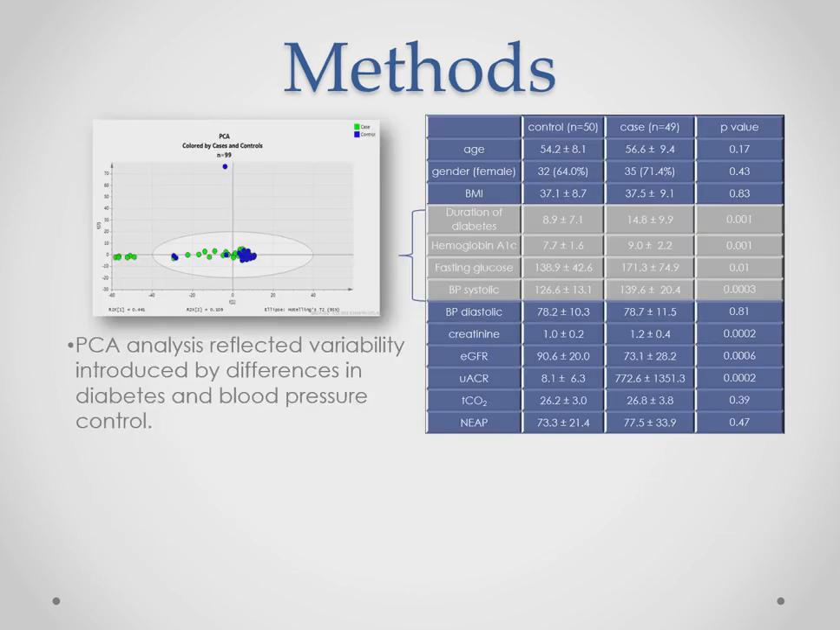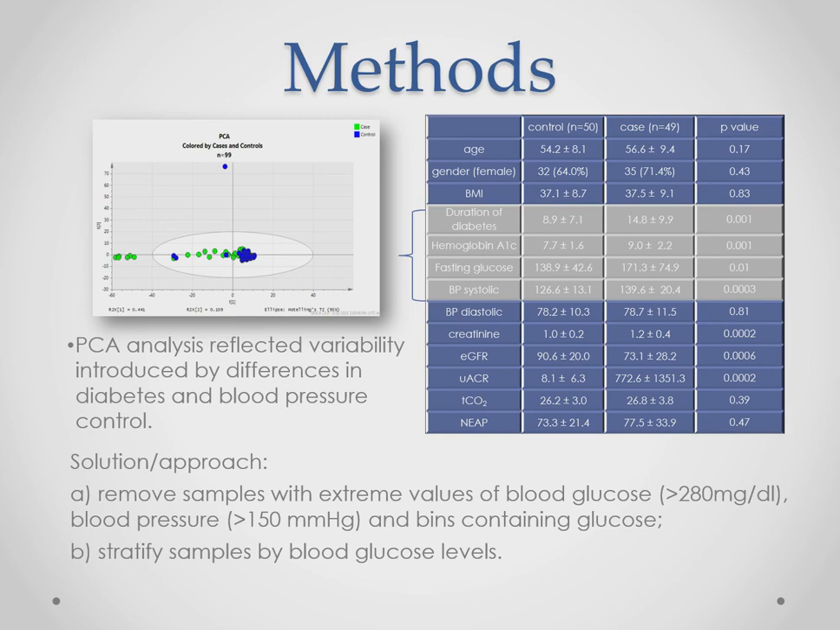So here's the initial PCA. You can see the overlap and variability in PCA that was introduced by these differences. And so we adopted two approaches to deal with this variability. One was to remove the samples with extreme values of blood pressure and glucose, and to remove the bins containing glucose, because the uncontrolled high serum glucose obviously caused glucosuria, and that was sending a very strong signal overshadowing the signal from other metabolites.